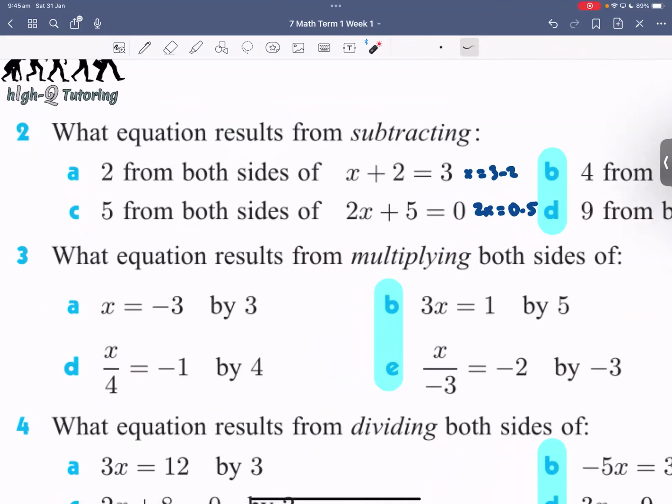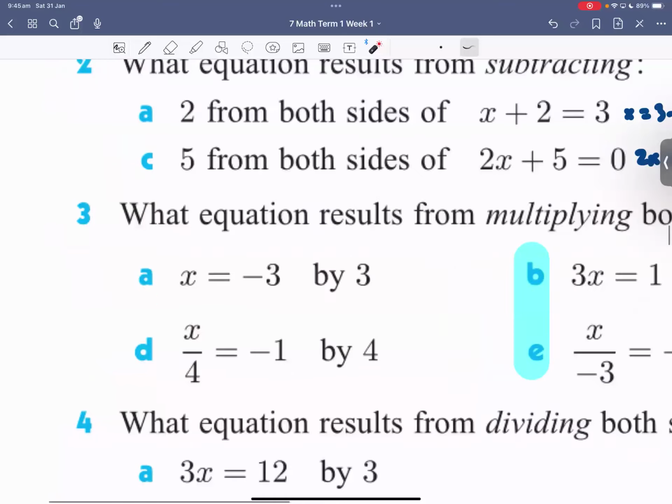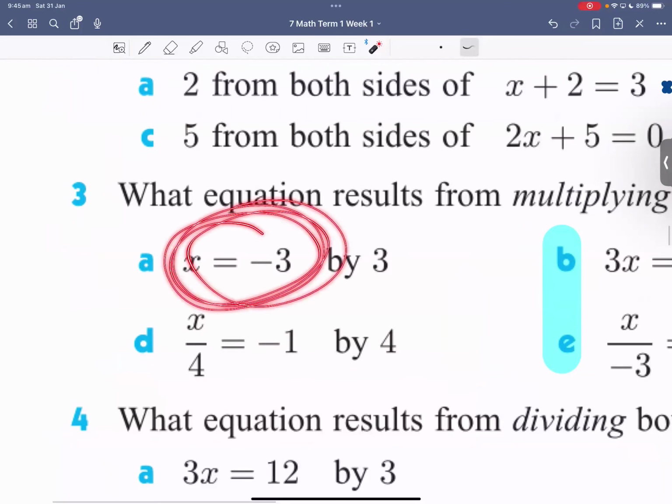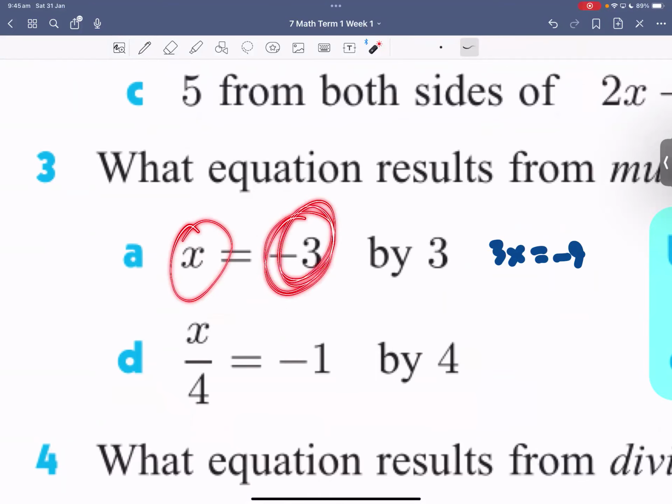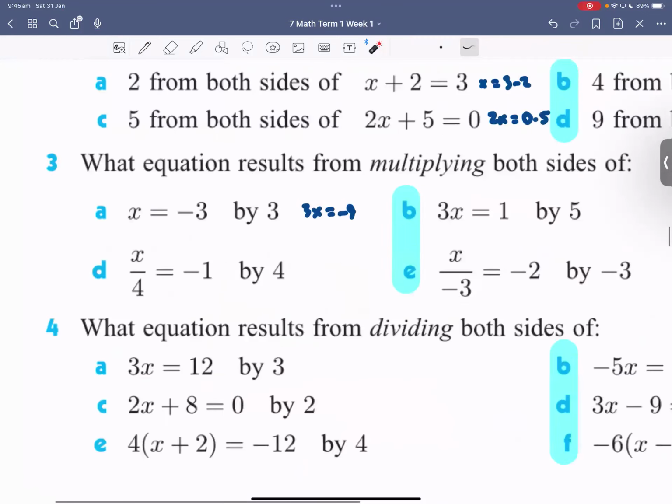What equation results from multiplying both sides by 3? What happens if I multiply both sides of this equation by 3? What do I get? 3x equals -9 is correct. If you multiply this side by 3, then you're going to multiply that side by 3. So then 3x equals -9. What about this one, guys?